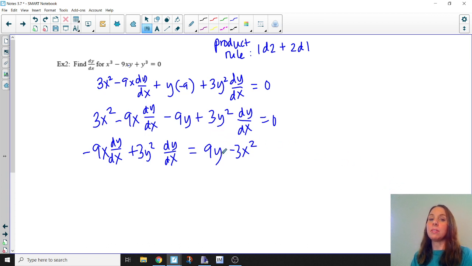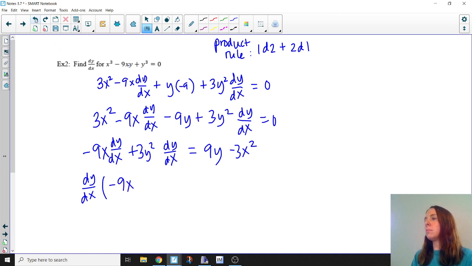You could write it as negative 3x squared plus 9y. I just like to write it like that. Now that we have the two terms that have a common factor of dy over dx on this side alone, we can easily show that we could factor that dy dx out. Now, yes, you could also factor a 3 out of these two terms. If you want to do it at this step, go for it. If you don't, though, it's fine. It doesn't really matter.